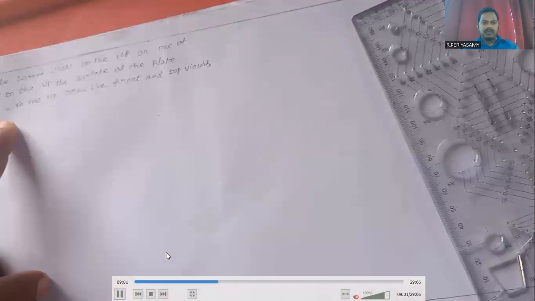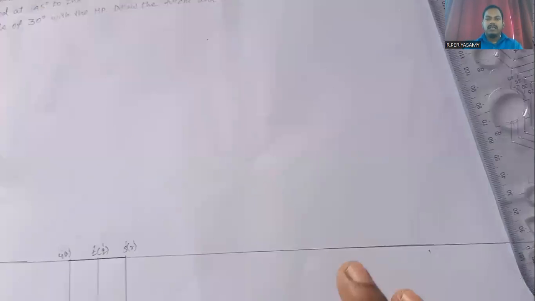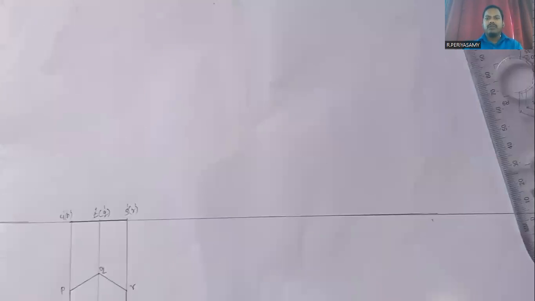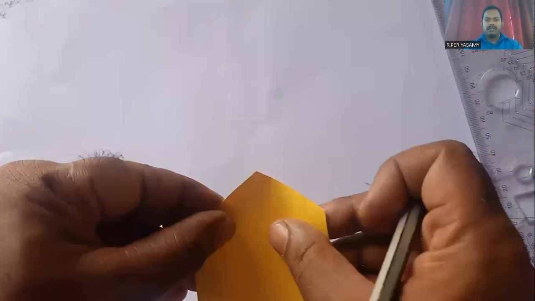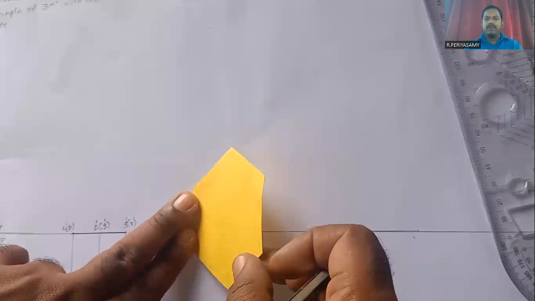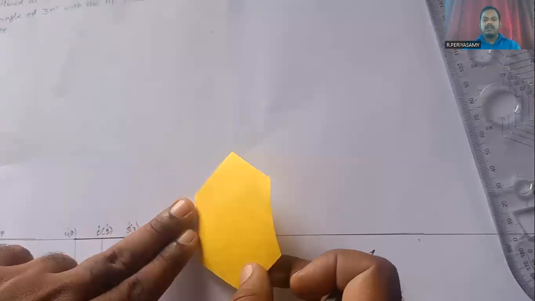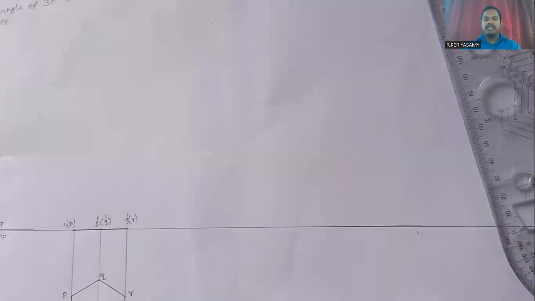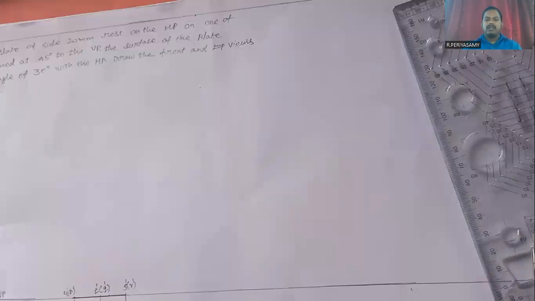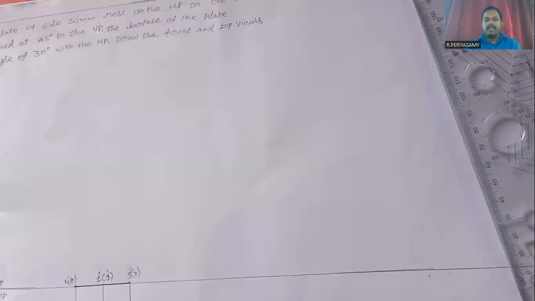given hexagonal plate. Next we have to draw when the hexagonal plate is inclined at 30 degrees to the HP. At that time, what is its front view projection and top view projection? Inclined to HP means the inclination line will be above the reference axis. Next we have to draw the 30-degree inclination to the HP. The given hexagonal plate is 30-degree inclined to the horizontal plane.